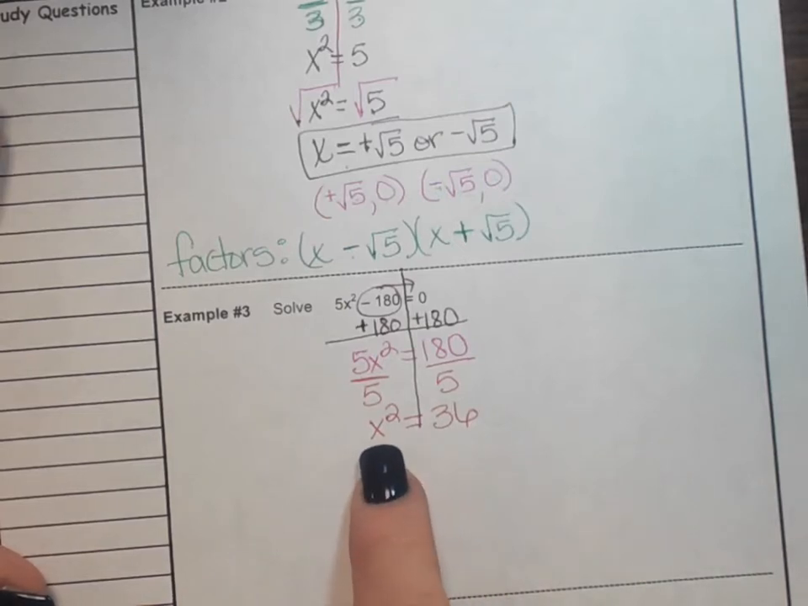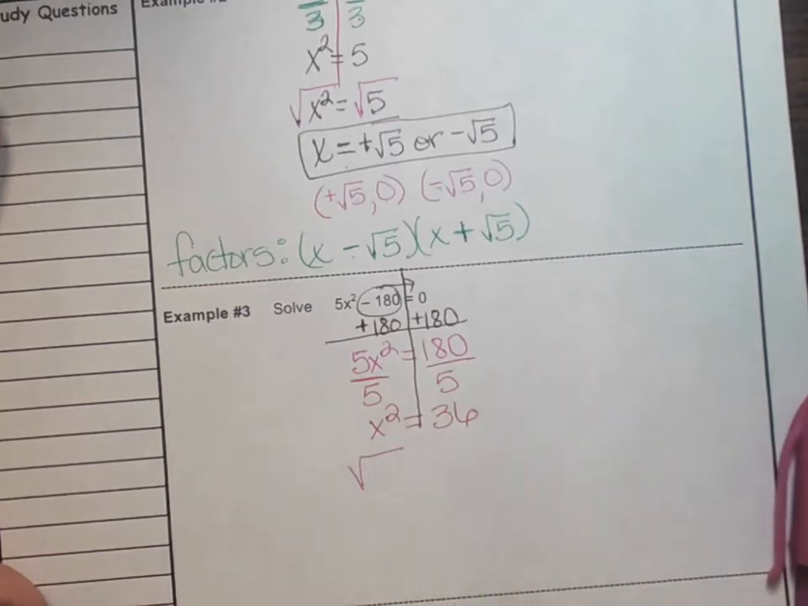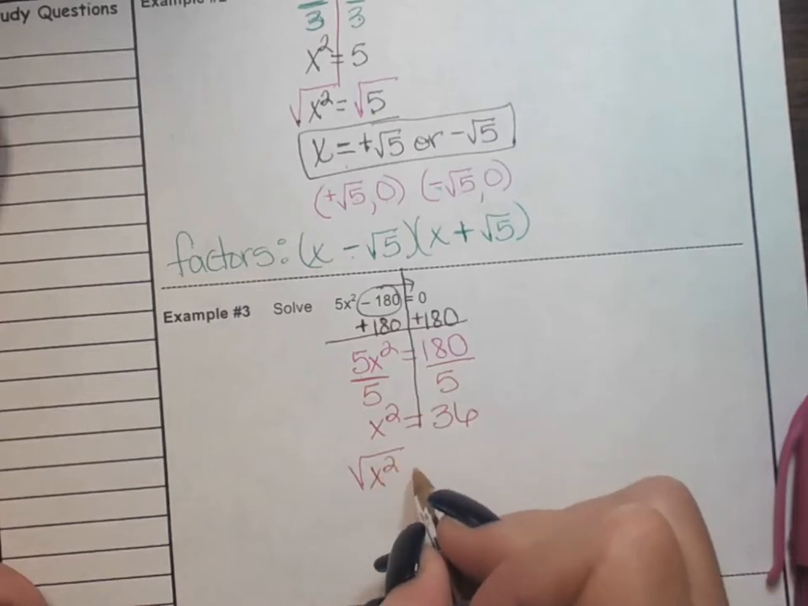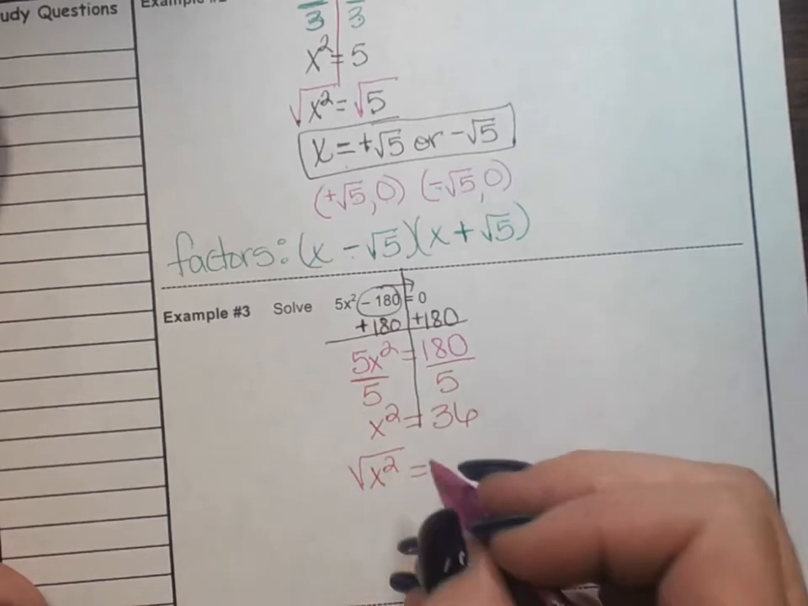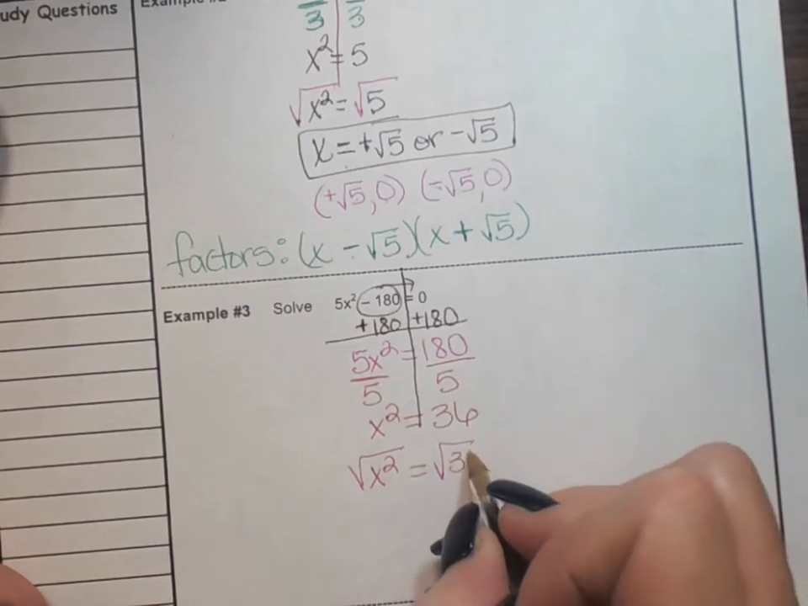Again, in order to get x by itself, the opposite of squaring is taking the square root. So we're going to take the square root of x squared, and we're going to take the square root of 36, because what you do to one side of the equation, you have to do to the other.